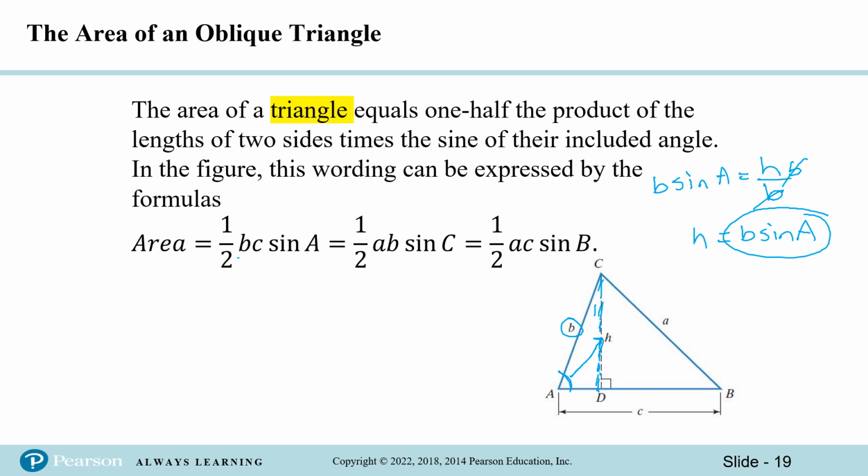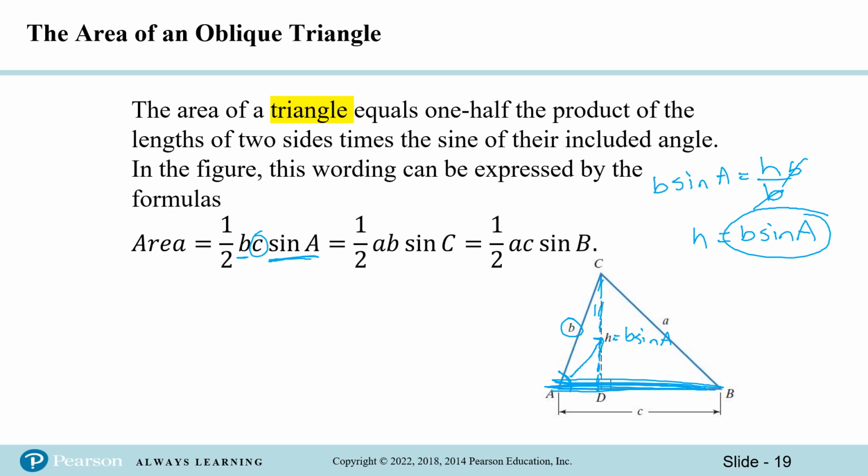Well, there's my B sine A. C would be my base of my triangle, and this would be B sine A. So 1/2 B sine A times the base. Okay, that's one way to write the height.